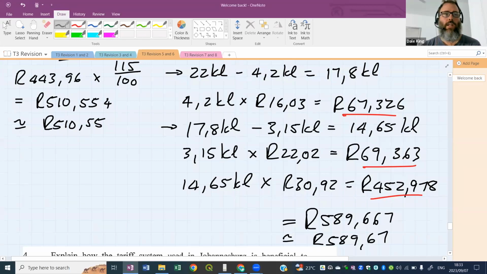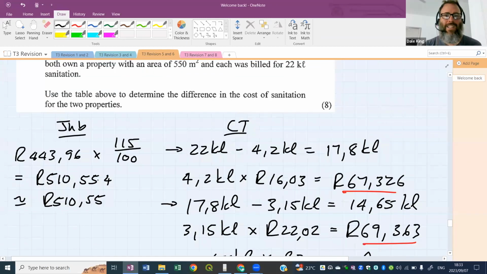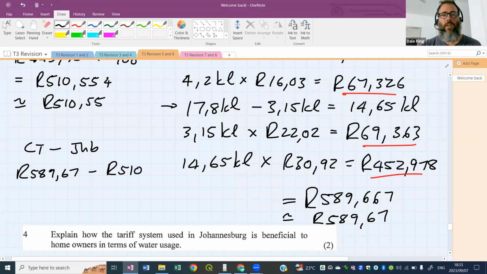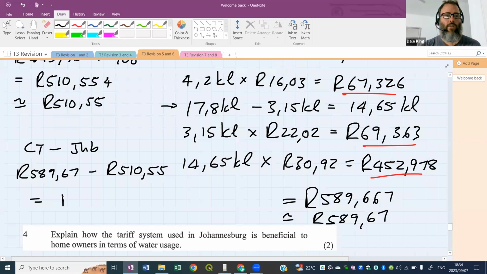So what I'm going to do quickly now, because if we read the question again, they said use the table above to determine the difference in the cost. So to find the difference in the cost, we're going to take Cape Town and minus Johannesburg, because Cape Town is bigger. So we're going to say 589,67 minus 510,55, and the difference is 79 Rand and 12 cents.